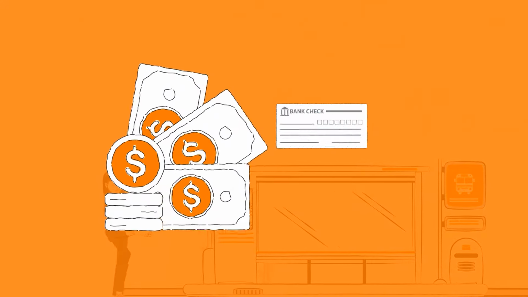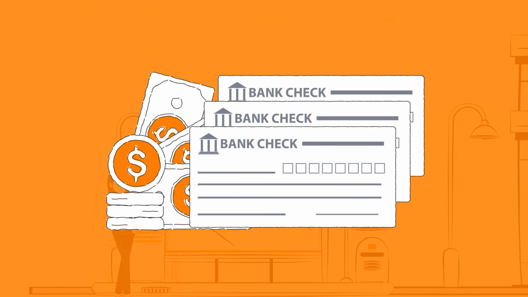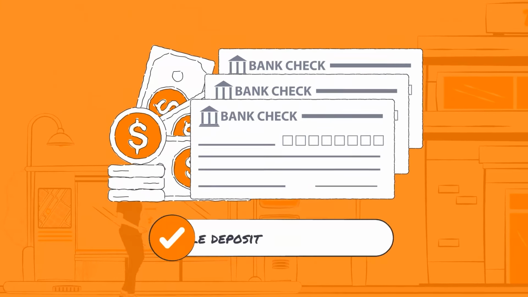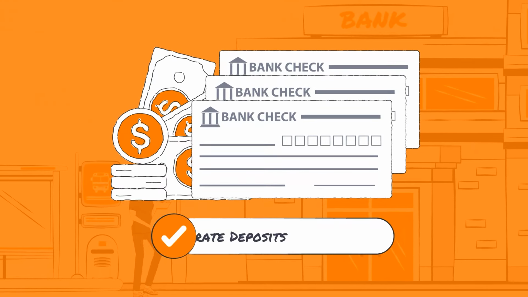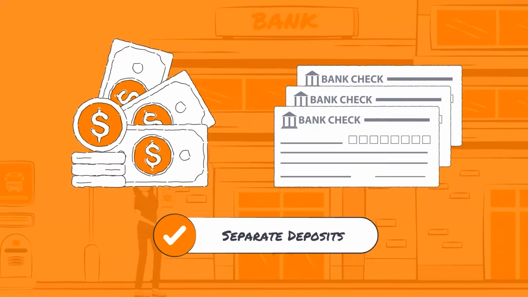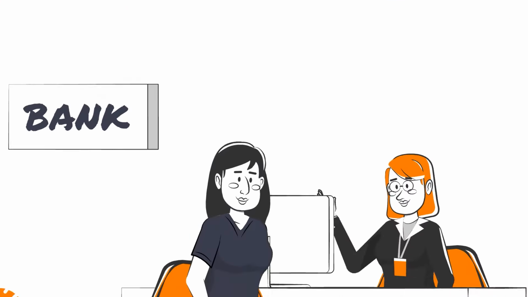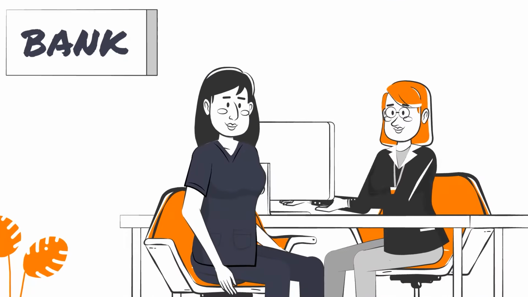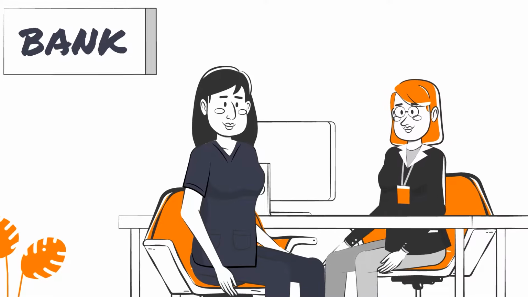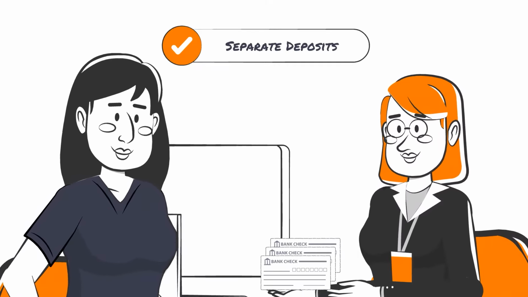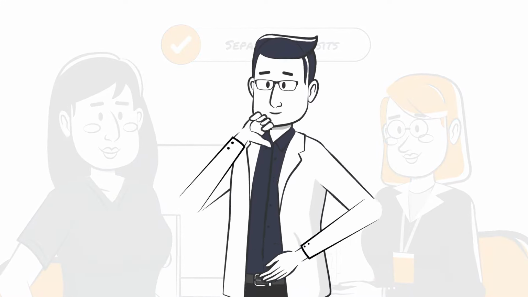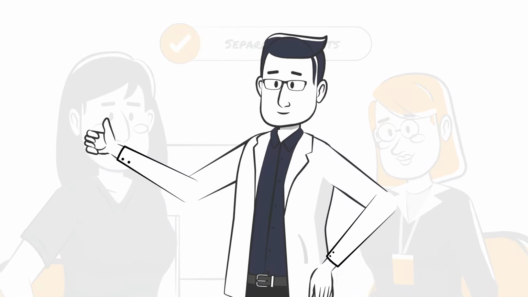If you receive both cash and checks on the same day, you have two options. You can deposit both payment types together as a single deposit, or you can make two separate deposits, one for cash and one for checks. While you can choose either option, the most important factor here is consistency. Make sure you pick one method and stick with it across all your deposits. This will prevent confusion and errors when recording your records.